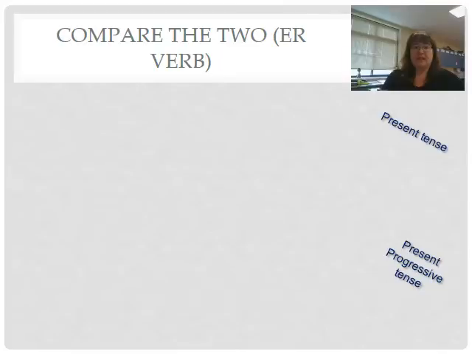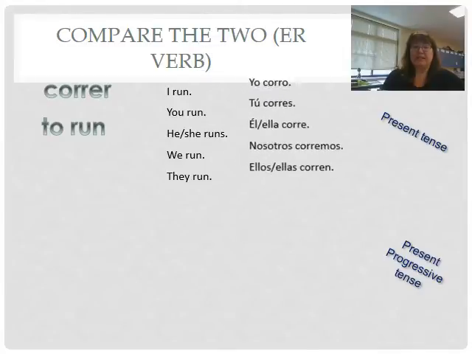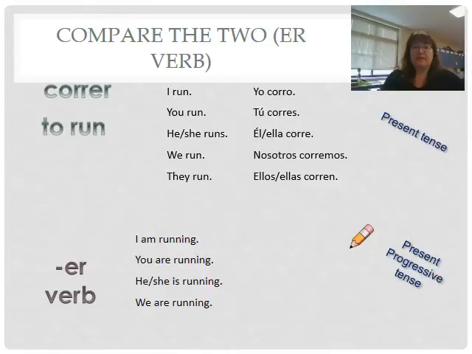Okay, now let's look at correr, just all of them, comparing the two. So you can see this is just present tense. I run, you run, he, she runs. It could also be I'm running, like I'm running to the store later. Yo corro. And then present progressive, you can see as you write down.